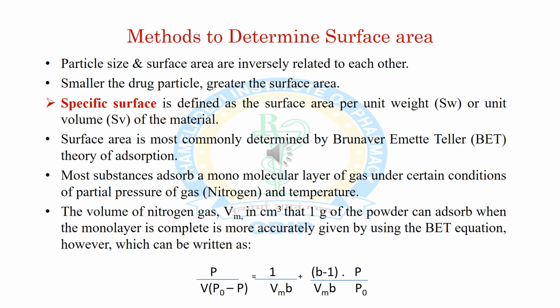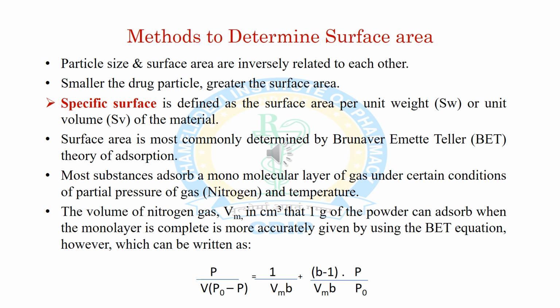Now the methods to determine surface area. Particle size and surface area are inversely related to each other. Smaller the drug particle, greater will be the surface area. Specific surface is defined as the surface area per unit weight Sw or per unit volume Sv of the material. Surface area is most commonly determined by the Brunauer-Emmett-Teller BET theory of adsorption.